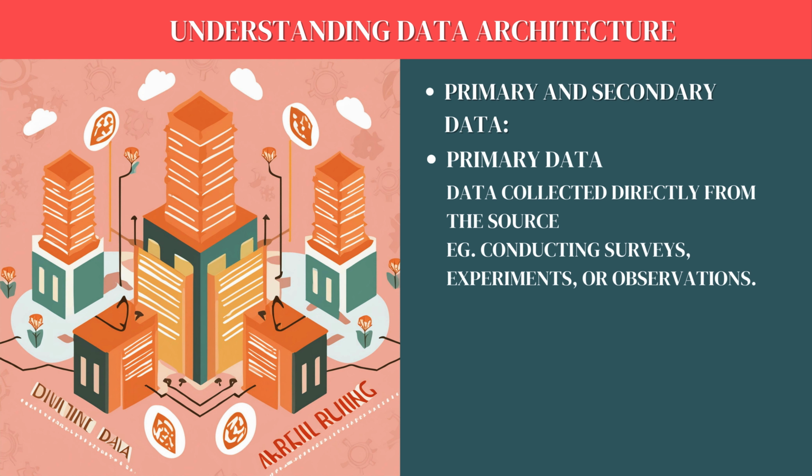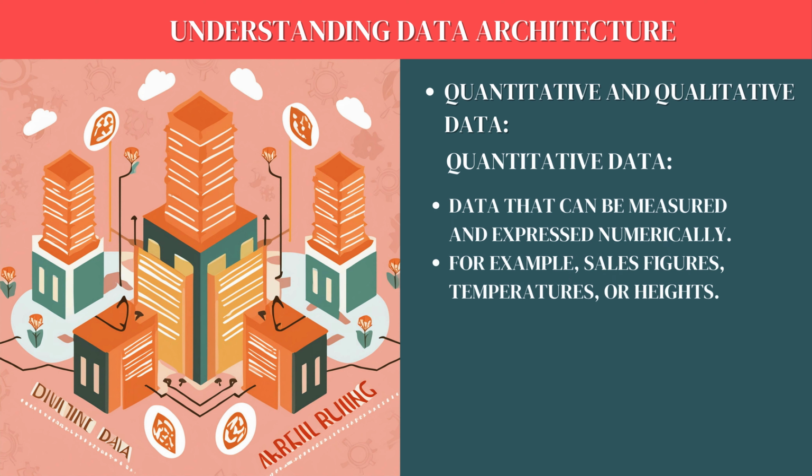Primary and secondary data. Primary data is data that is collected directly from the source for a specific purpose. For example, conducting surveys, experiments, or observations. Secondary data is data that has been collected by someone else for a different purpose, but can be reused or analyzed further. For example, census data, market research reports, or social media data.